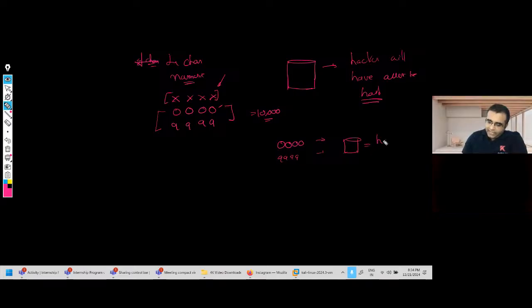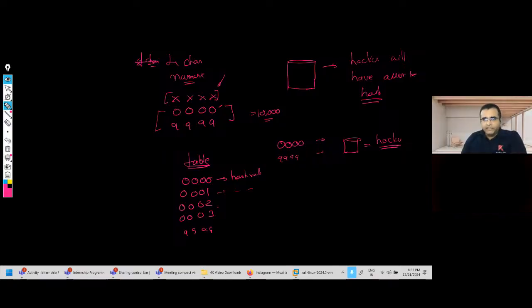Now the hacker has access to this database, right? What he's going to do is create a table. In that table, he's going to start creating passwords in a numerical way, all the way till 9999, because he knows it's only 4 characters and only numeric. He'll create a list of passwords, then create the hash value for each. The table will have hash values for all 10,000 different passwords.